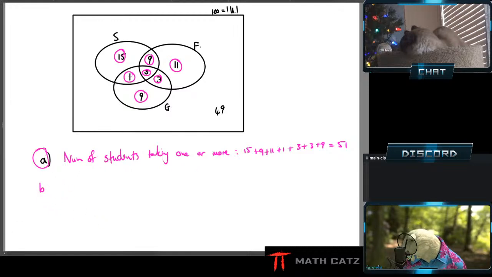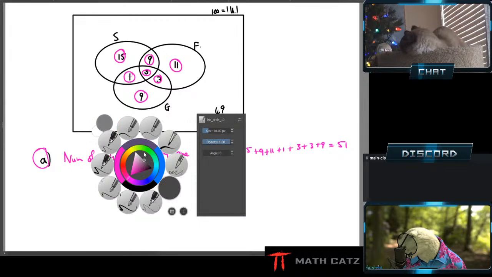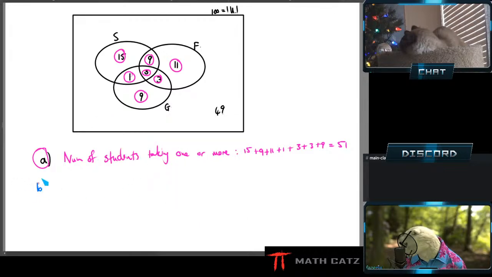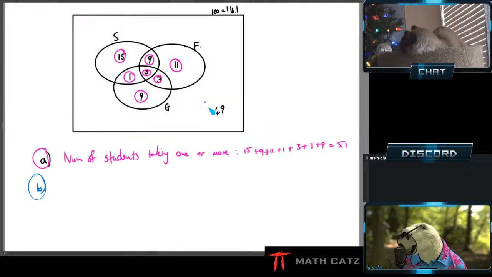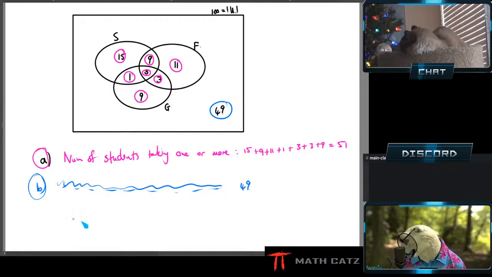No, let's not think again. B. B is asking, excuse me, how many students are not taking any language classes? How many students are not taking any language classes? That's the 49. I'm going to just save time. Do not fill in the words here, but I want to get to that last question.